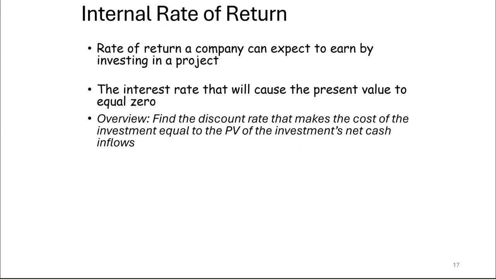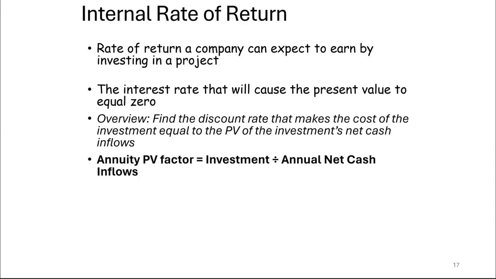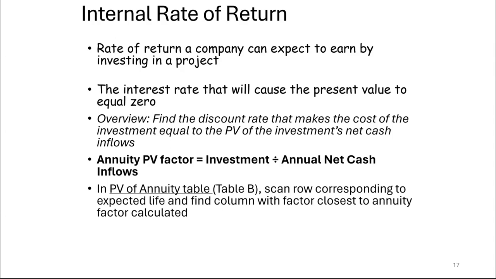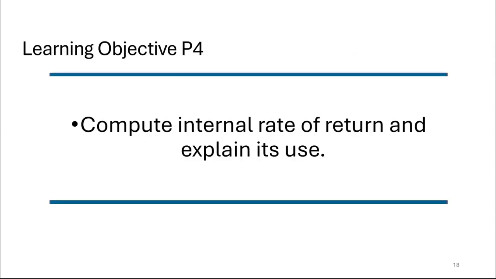Now this is easy to do if you have an annuity, i.e. a stream of the same funds every year. However, it's more complicated, and don't worry, you don't have to do it if you have unequal sums. So, annuity present value factor is investment divided by the annual net cash inflows. Then you would go to the present value table and try to find a factor close to that, and it'll give you an idea what the rate of return actually is.